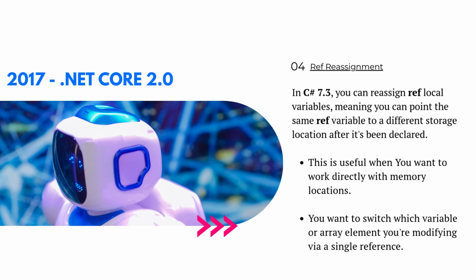In C# 7.3, you can reassign ref local variables, meaning you can point the same ref variable to a different storage location after it's been declared. This is useful when you want to work directly with memory locations. You want to switch which variable or array element you're modifying via a single reference.